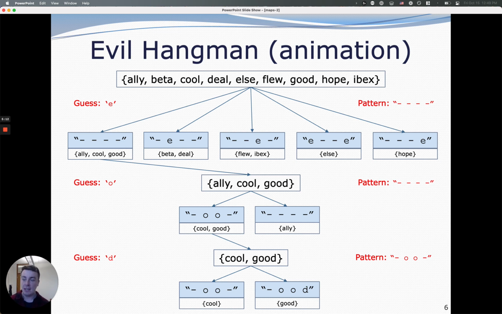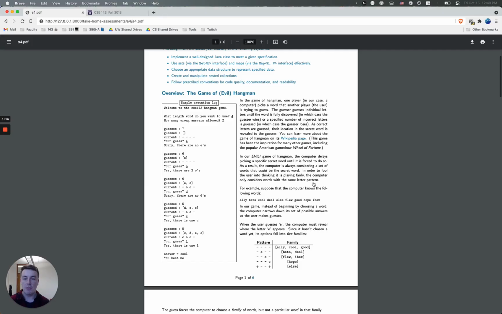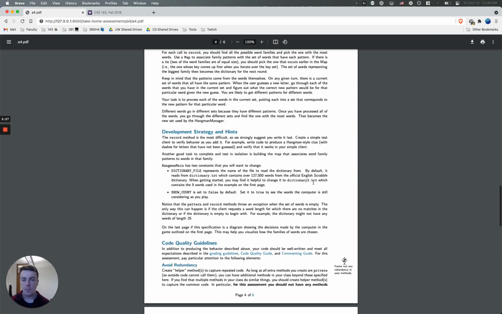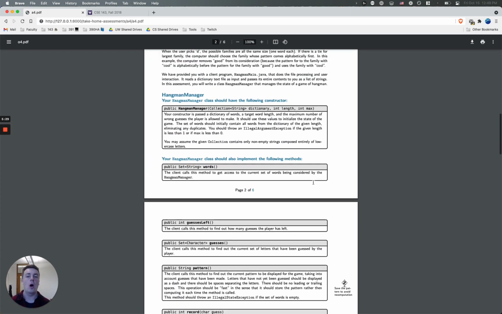But yeah, so that's how this game is played. So a couple things to note about resources and things that you might want to look at. The specification walks through all of this. In fact, at the very end, there's the exact same walkthrough of a similar game that I just had in the slides. But the specification walks through all of these things.